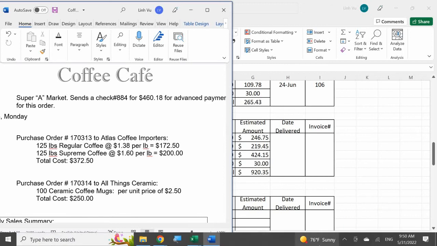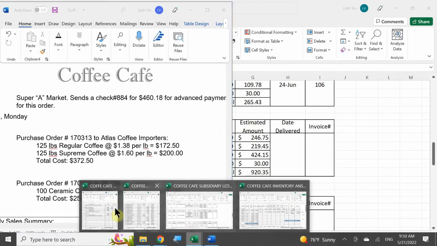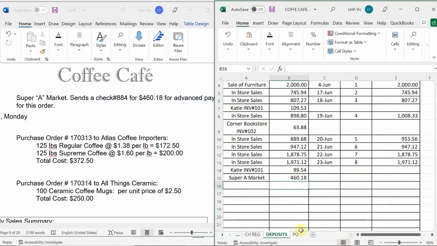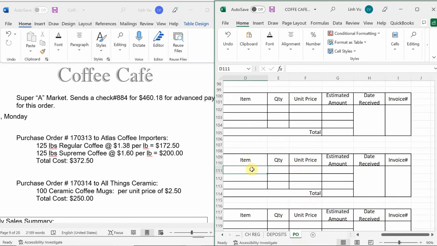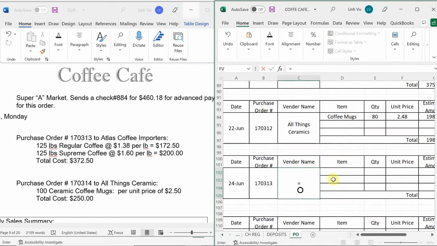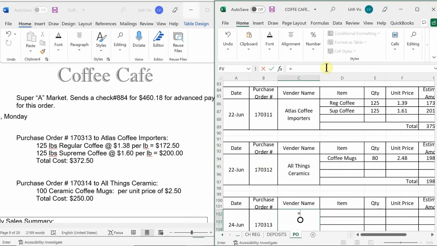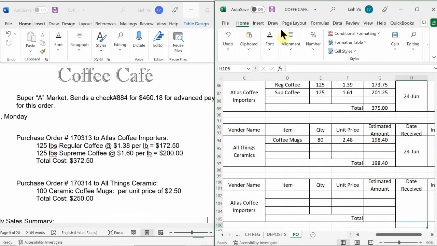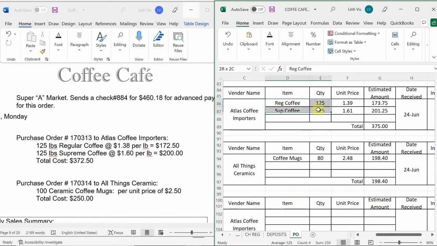Okay, so let's go ahead and pull up our purchase orders. Okay, and let's see. We got 313 right here. Okay. Today's the 24th. We are purchasing from Atlas Coffee. Right? What are the items I'm going to purchase? Again, regular coffee and supreme coffee.